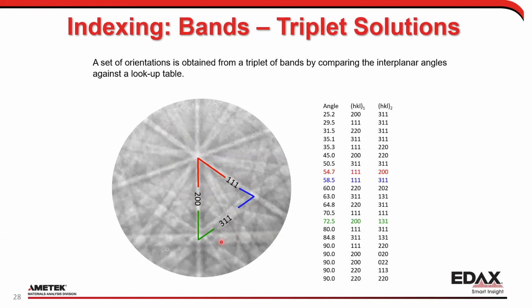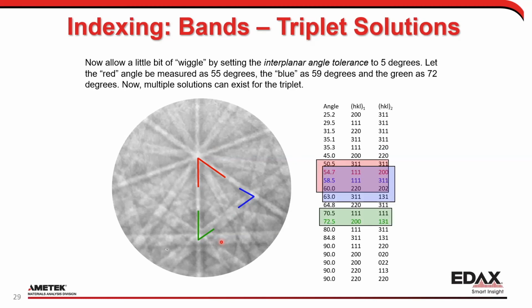But there has to be some wiggle room here. So what we do is we use what is called the interplanar angular tolerance value. For this example, it's going to be set at 5. The software by default does it at 3. And I would tell you there's really no need to change this.